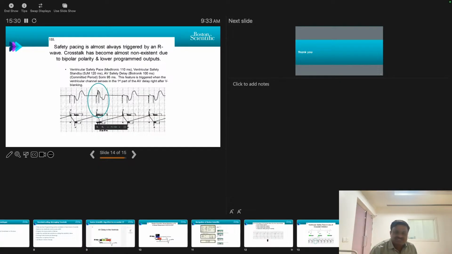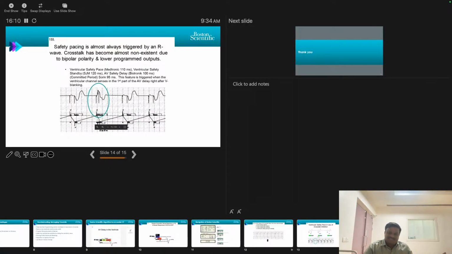This is one general slide for everyone, from our observation. Safety pacing is almost always triggered by an R wave. Crosstalk has become almost non-existent due to bipolar polarity of the leads and lower programmed outputs. If you look closely, Medtronic safety pacing is about 110 milliseconds. Ventricular safety standby, by Abbott, is about 120 milliseconds. AV safety delay of Biotronik is about 100 milliseconds. Committed period, as it is called by Sorin, is about 95 milliseconds.